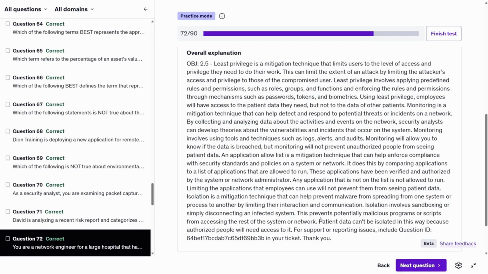Monitoring is a mitigation technique that can help detect and respond to potential threats or incidents on a network. By collecting and analyzing data about the activities and events on a network, security analysts can develop theories about the vulnerabilities and incidents that occur on the system. Monitoring involves tools like logs, alerts, and audits, and this will allow us to know if the data is breached, but monitoring will not prevent unauthorized people from seeing patient data.